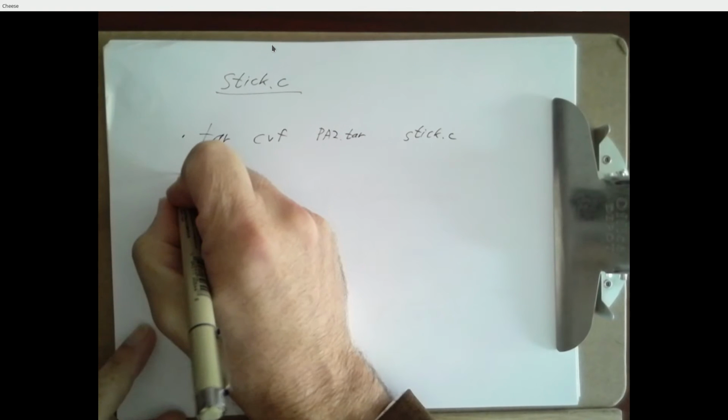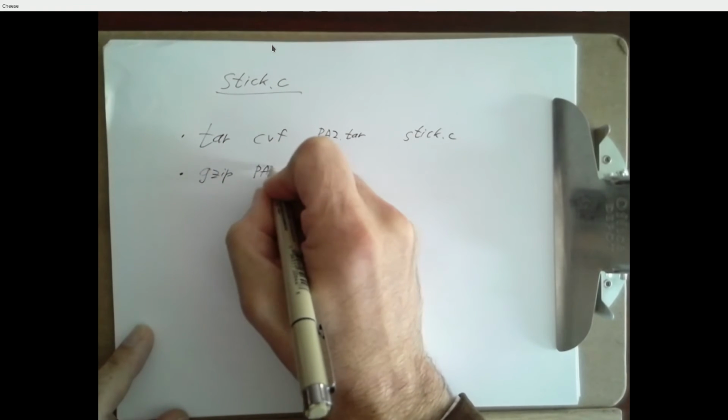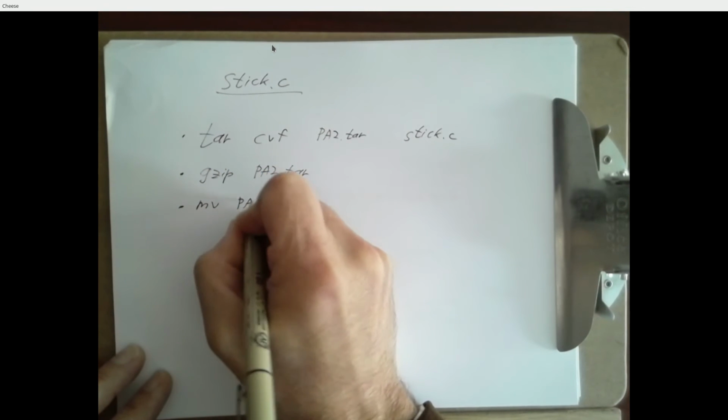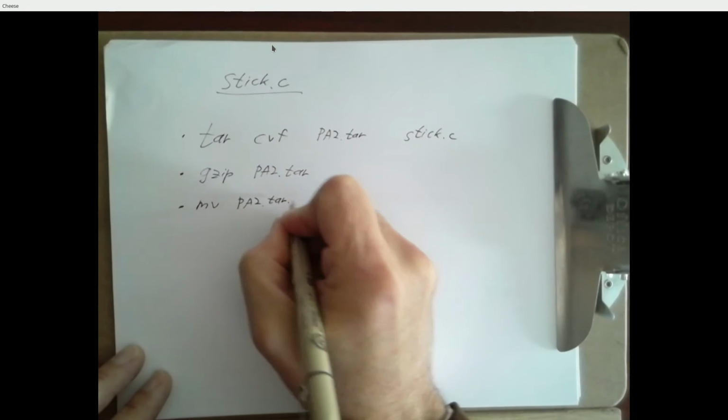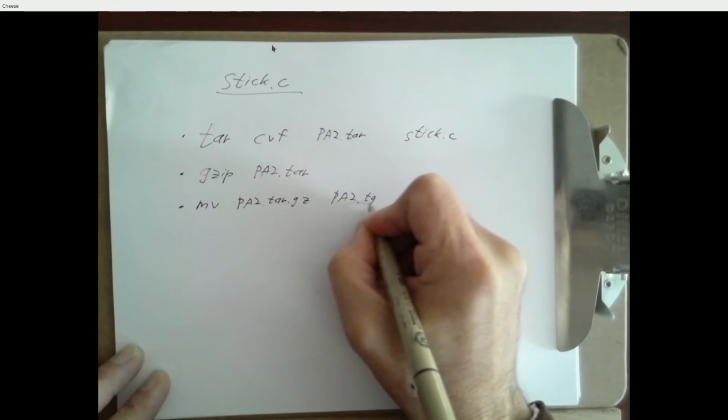All right, so that's the first step. Go ahead and make this tar file, and then you want to compress that. So gzip pa2.tar, and that will create a pa2.tar.gz, and then rename that. So move pa2.tar.gz to pa2.tgz.